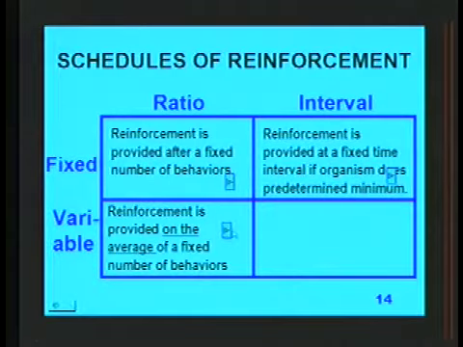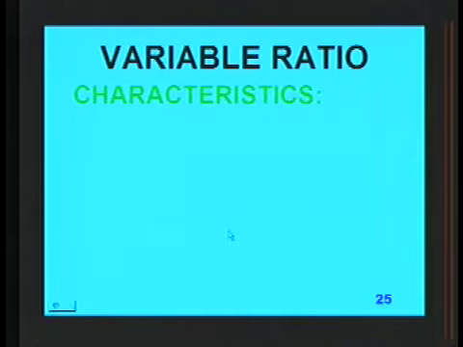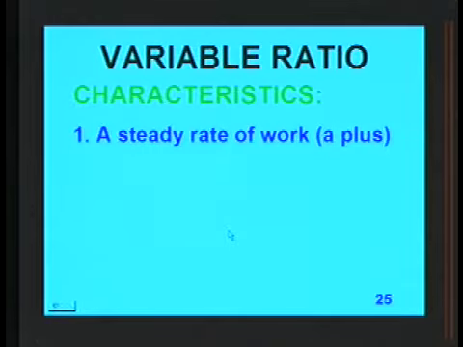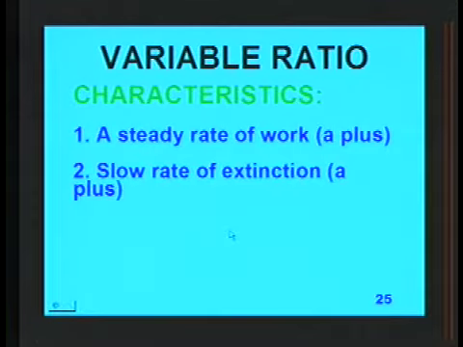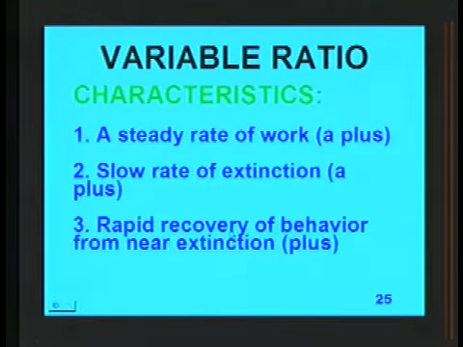Okay, so what we get here with a variable ratio, let's go back to the PowerPoint. What we get with a variable ratio is a steady rate of work, which is a plus, a very slow rate of extinction, and a rapid recovery from extinction. Let me tell you about this. Okay, come back to me. Skinner took rats who were on variable ratios.